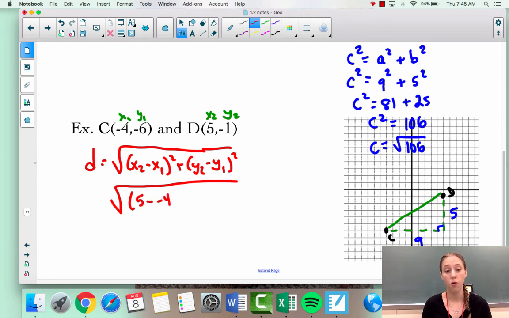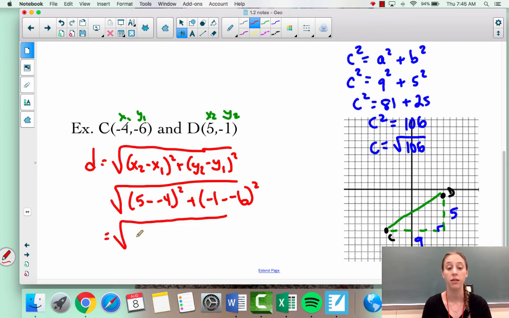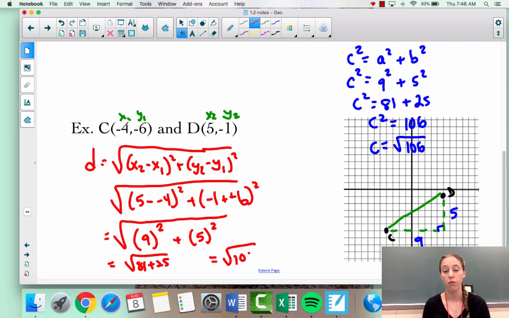5 minus -4 squared plus -1 minus -6 squared. Notice I wrote the negatives. If they have an extra negative, make sure you write it separately. And that's usually so you don't make mistakes with your signs, because we know that 2 negatives will become a positive. So this is really going to turn into 5 plus 4, which is 9, and then squared. And then if I have 2 negatives here, they're going to become positive. So that means I'm going to have -1 plus 6, which is a positive 5. Squared. And then what you notice is it's the same as what we did just a minute ago. 81 plus 25, and you get the square root of 106.